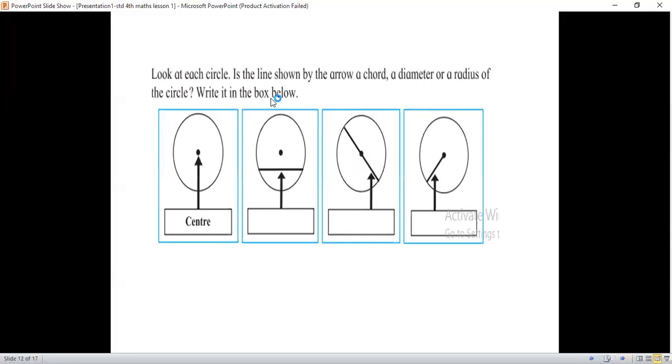Now here you can see, look at the picture. Is the line shown by the arrow a chord, a diameter or a radius of the circle? Write it in the box below. Now this is a center. You can find out this is a center. Now this is a chord. It can run to the north side of the circle or to the side of the circle, or the chord can be a diameter also. Now this picture is a diameter and this is a radius. So children can write the names of these in the boxes given below.